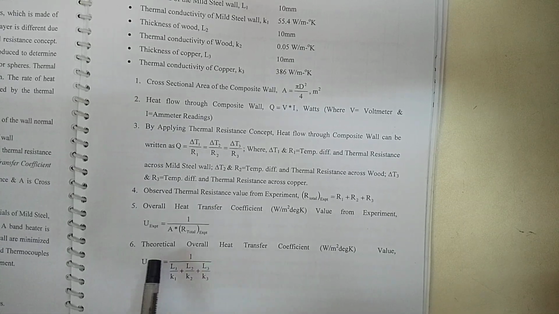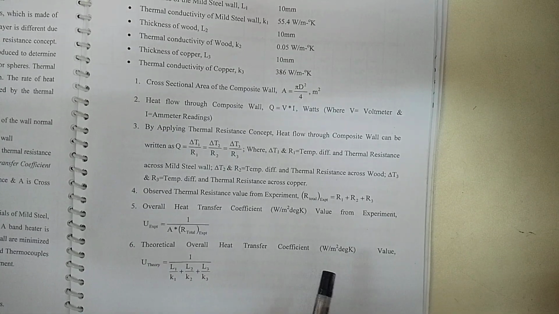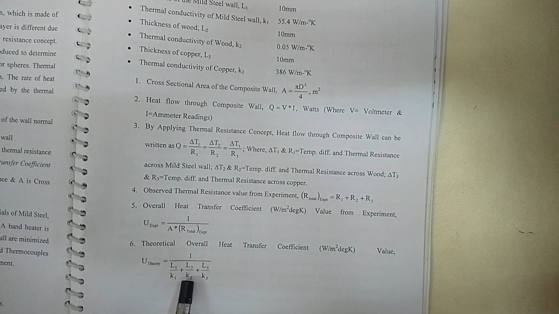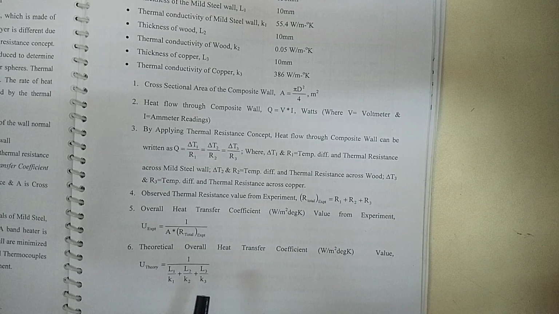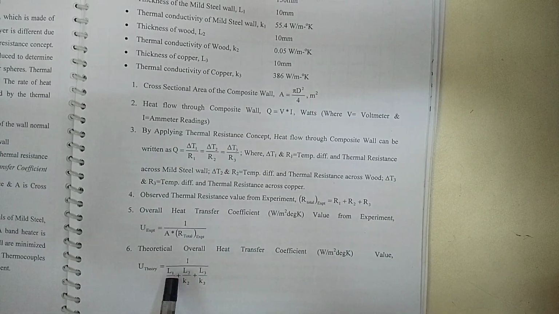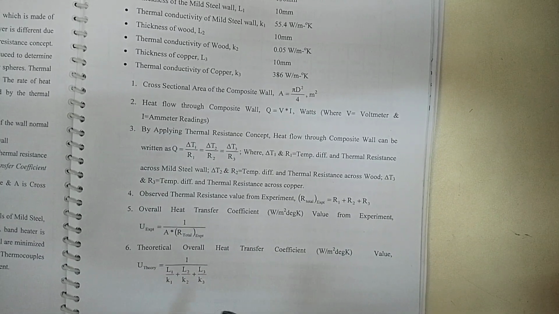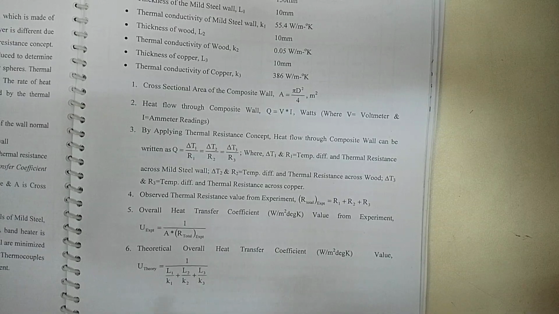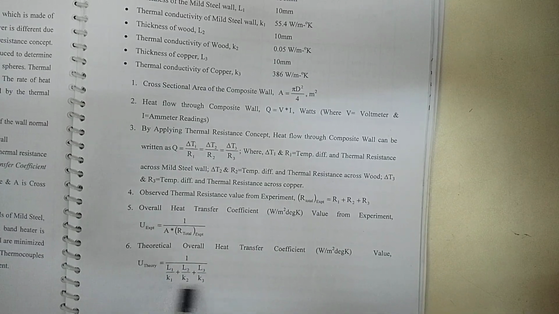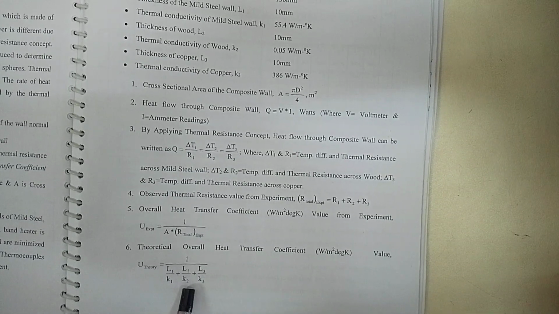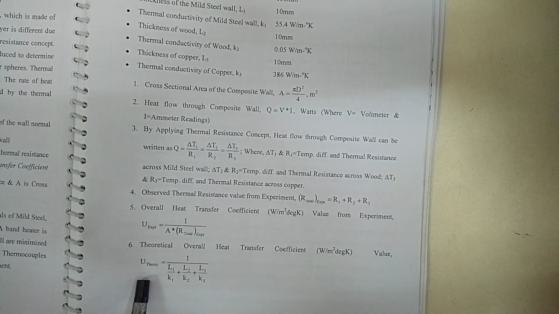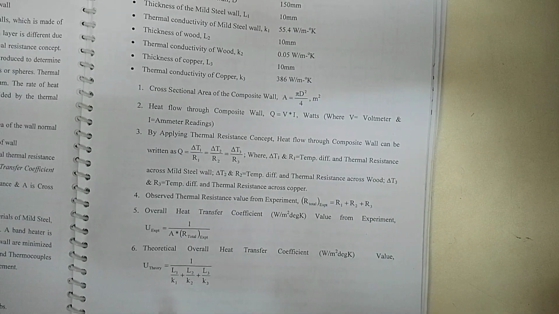Now you are going to find the theoretical overall heat transfer coefficient. That equation is already given. By using this equation we can find the theoretical heat transfer coefficient. We already know the values of L1, L2 and L3, the thicknesses of the mild steel, wood and copper, and you know the thermal conductivity of each material. By substituting, you get the theoretical value of the heat transfer coefficient. From this we can compare the theoretical value with the experimental value.